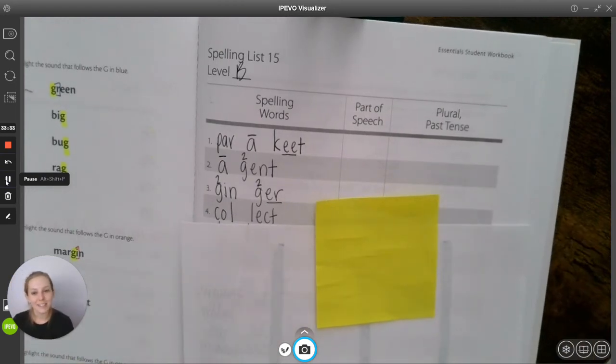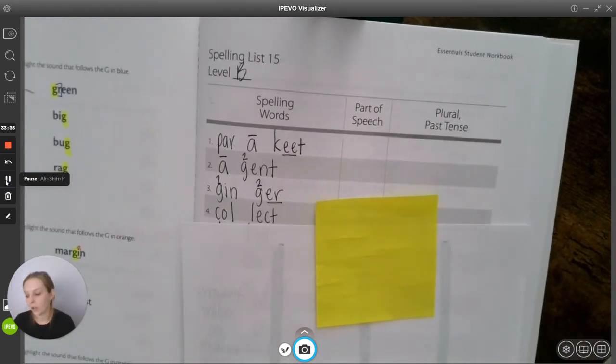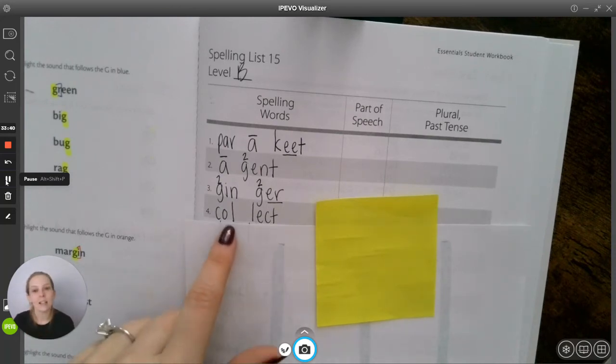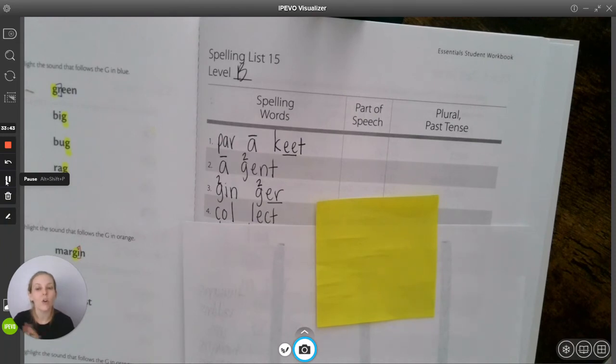Collect. Good. And sometimes when we say this word, we say collect when we're speaking. So O is saying a schwa sound there. Collect, when you're normally speaking.